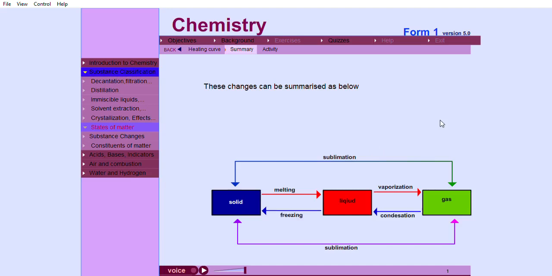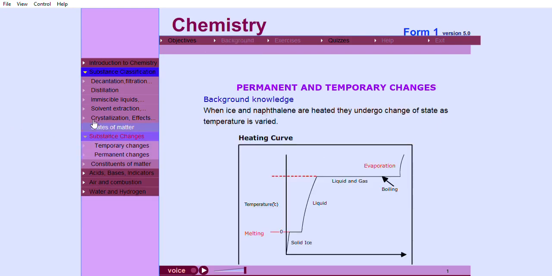The process of changing a liquid into gas by heating is called evaporation. The process of changing a gas into liquid by cooling is called condensation. The process of changing a liquid into solid by cooling is called freezing. The process of changing a solid into gas without going through the liquid state is called sublimation. When different substances are heated, they undergo changes differently.